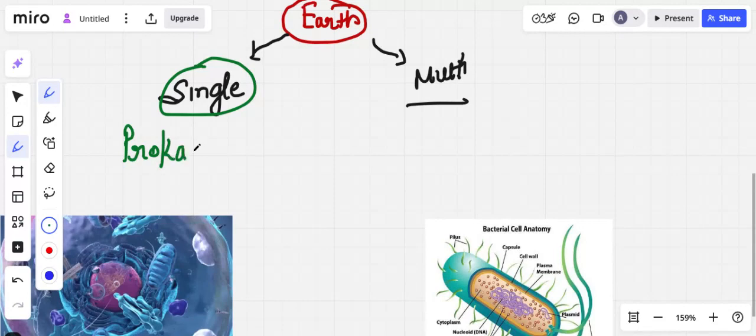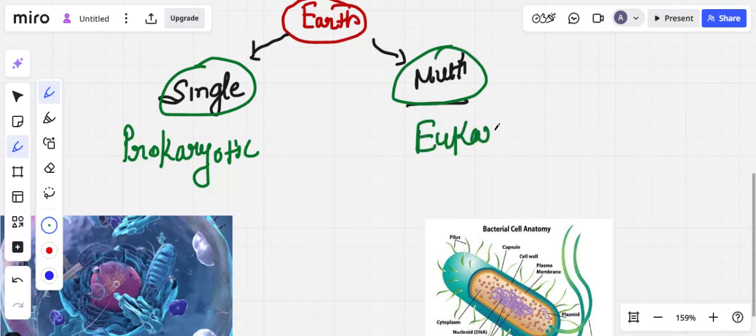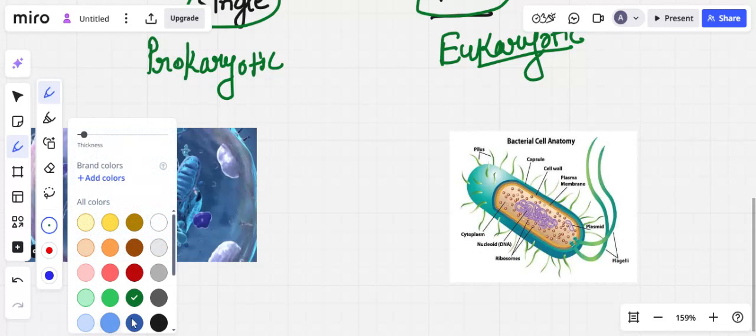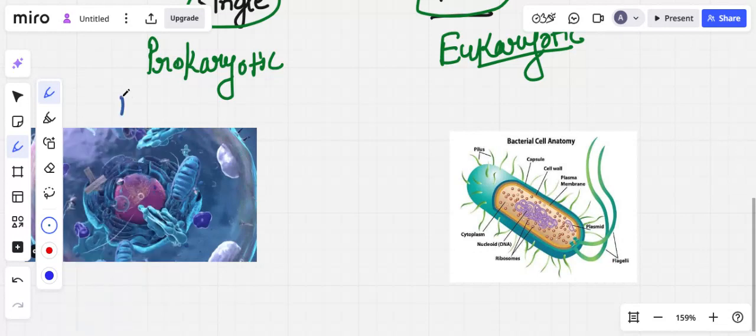And some organisms are made up of multiple cells, so we can call them eukaryotic organisms. Very simple. Now, how can we identify which one is a eukaryotic organism and which one is a prokaryotic organism? I'll tell you. For prokaryotic organisms, we have the example of bacteria. Bacteria can be made of one single cell only.